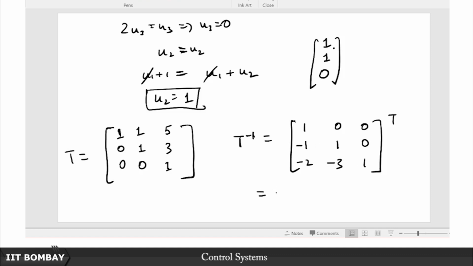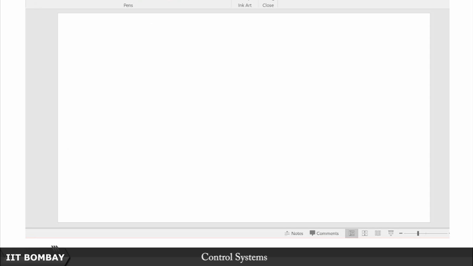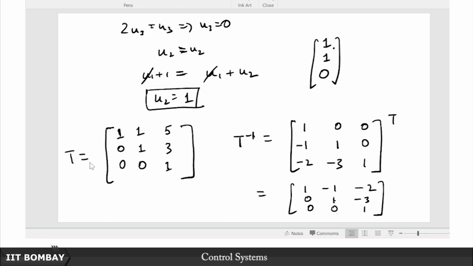So I take the transpose of this, so this is going to be 1 minus 1 minus 2, 0 1 minus 3, 0 0 1. I believe that should be T inverse. So let me now complete the calculation since I have been so elaborate in this calculation.